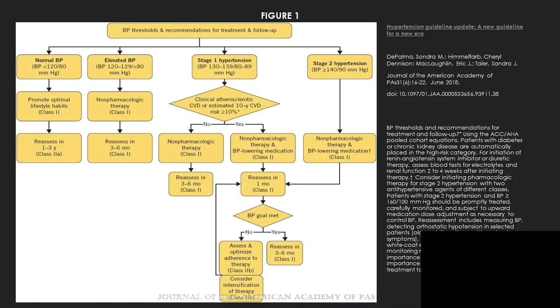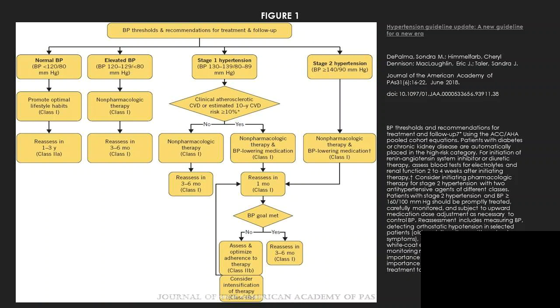So looking at blood pressure, the stages are important. I shouldn't have said classes, I should have said stages, excuse me, stage 1 and stage 2. And look primarily at the numbers. So especially stage 1 and stage 2. Stage 1 is a blood pressure of 130 to 139 over 80 to 89.